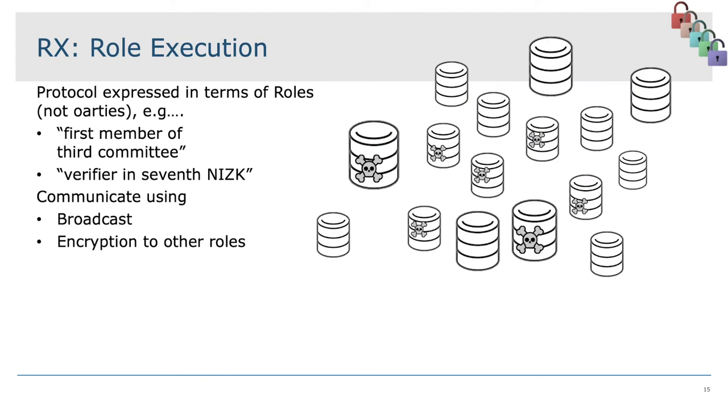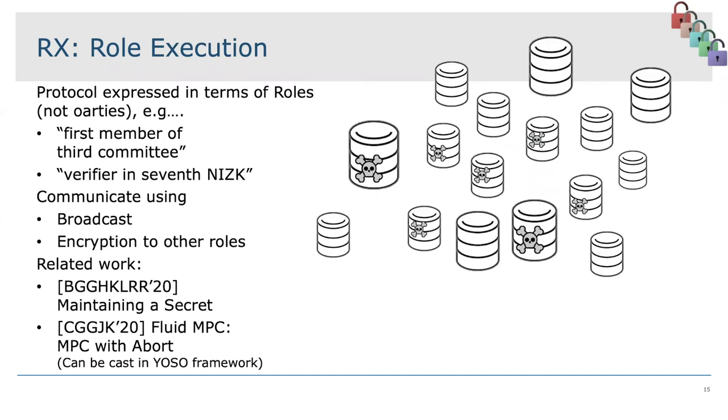The roles communicate with one another over a broadcast channel and through private communication to future roles who haven't spoken yet, using the anonymous public keys. The specified protocol need only be secure as long as at most the threshold T prime of the members of each committee are corrupt. And it's up to the role assignment mechanism to guarantee that this is in fact the case.